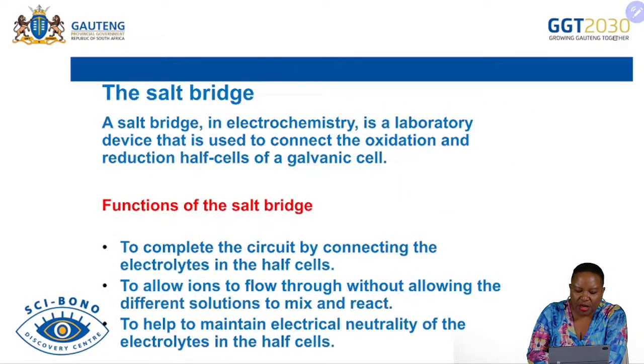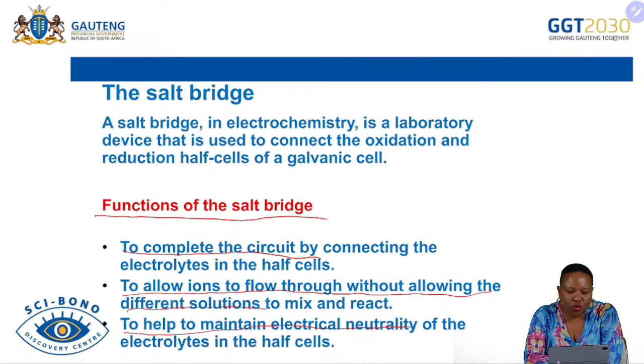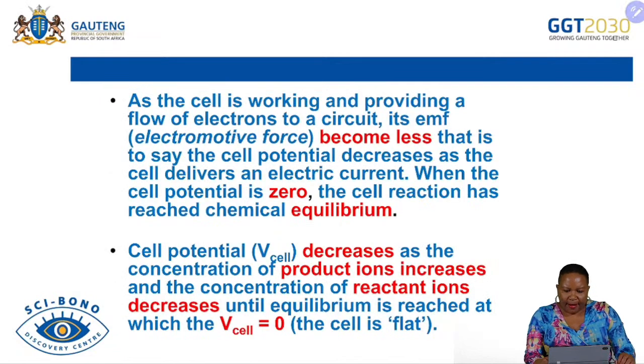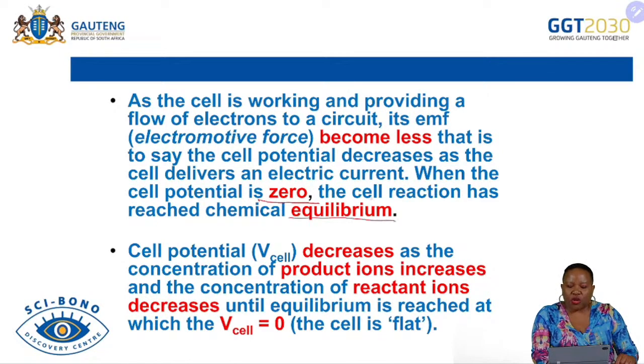So the function of the salt bridge, as I was saying, is to complete the circuit by connecting the two electrolytes and allow the ions to flow through without allowing the different solutions to mix, and to maintain the electrical neutrality of the electrolytes of the half cell, the way I was just showing. Now, the V cell reaches 0, which we call equilibrium, because of the decrease in the reactant ions and the increase in the product ions.